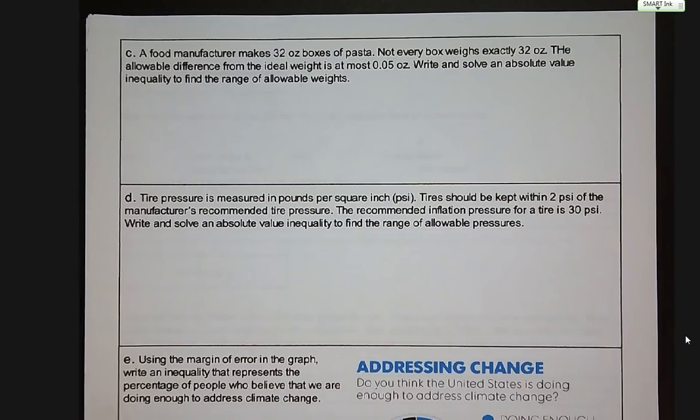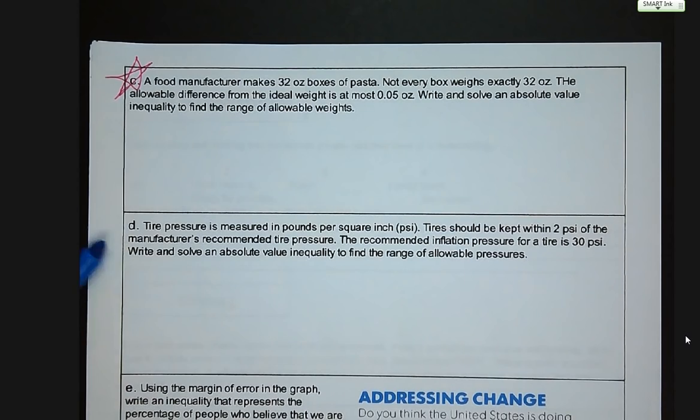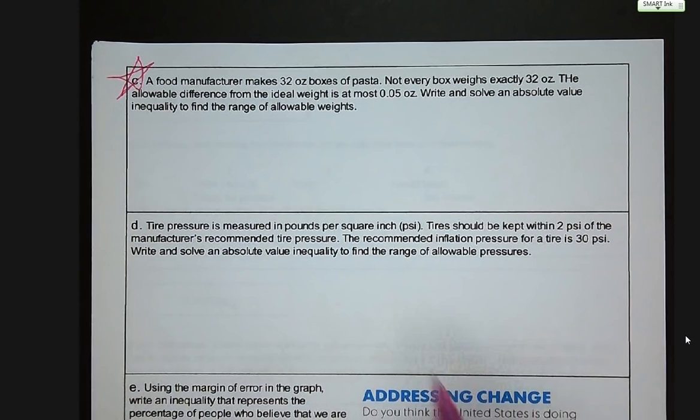Moving on to our next section, word problems. So, of course I love word problems. Wonder what that star could mean. I don't know. Must be important.